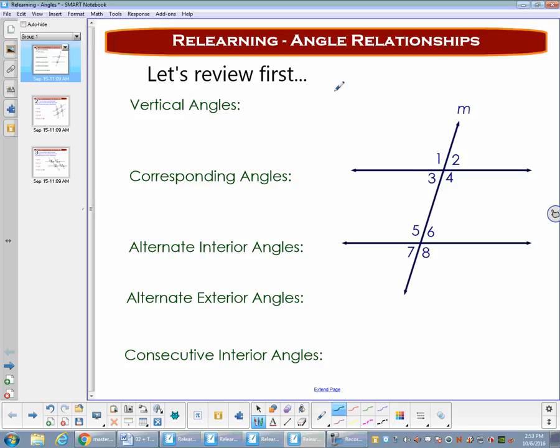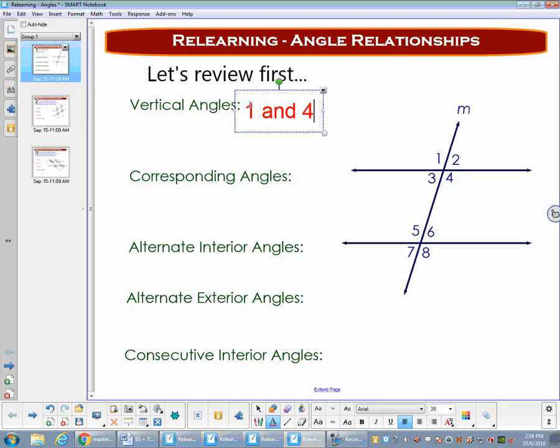Hello, for this one we're gonna look at angle relationships and the converse, but before we do that we have to know these angle relationships. First we have to look at vertical angles. Angles that are vertical are across from each other, like angle 1 and 4, or angle 2 and 3, 5 and 8, 6 and 7.